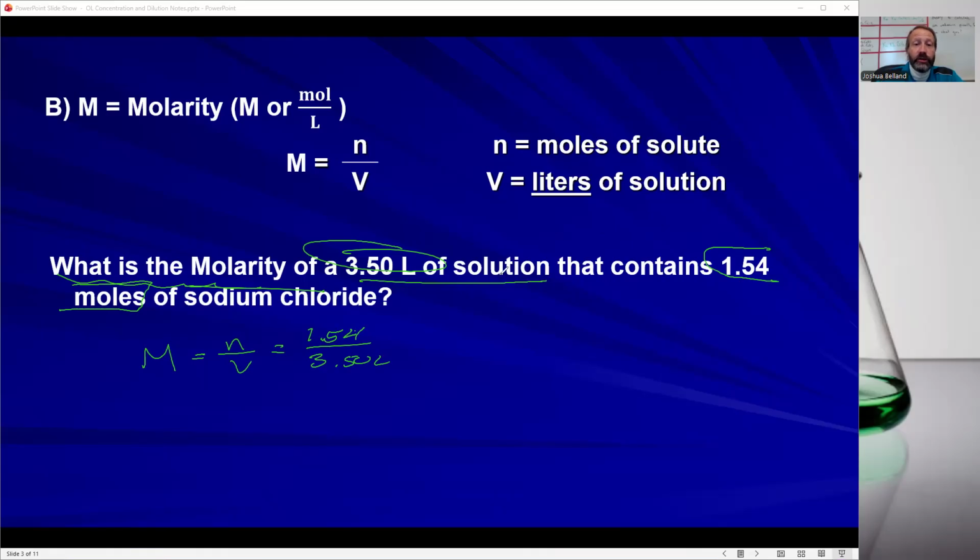So after I've added the sodium chloride, whatever the volume rose up to when I added it, if it did at all, that is my volume. So I'm literally just going to take 1.54 and divide it by 3.5. But I want you to see how the labels are going to work out for us. The moles has a label of mol. The volume has a label of liters. When I divide, I want 3 sig figs, because I have 3 sig figs on each of those numbers.